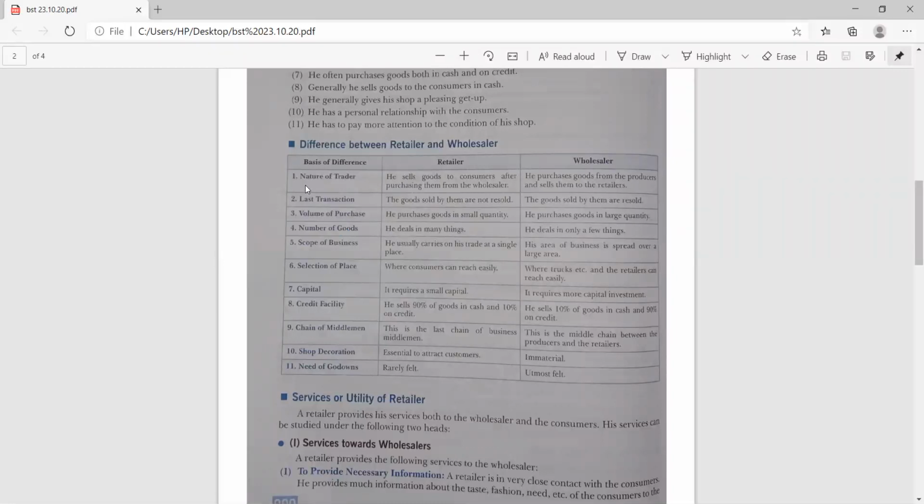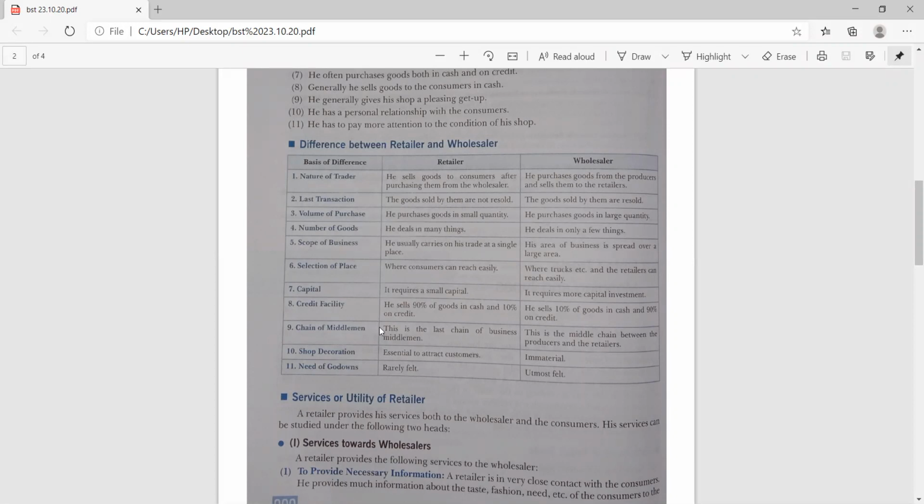Sometimes you get a 3 mark question: differentiate between retailer and wholesaler on the basis of number of goods, scope of business, selection of place. What to do in that case? When the bases are not clear to you, how will you differentiate? But when the bases are clear to you, it is very easy to differentiate between the retailer and the wholesaler. In this way, you can do it very easily.